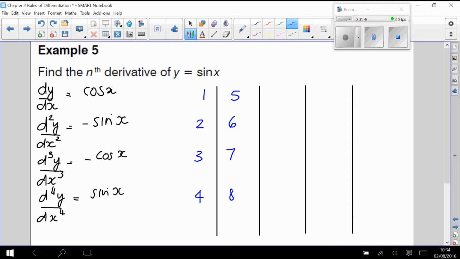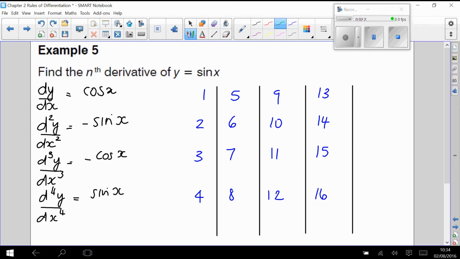Continuing in this way, I'm going to try and create a pattern so that I can work out which terms are going to give me the first, the second, the third, or the fourth option. So I've got 9, 10, 11, 12, 13, 14, 15, 16. I'm going to stop at the 16th derivative, and I'm going to now start to develop a pattern. I'm going to develop a pattern for each row.